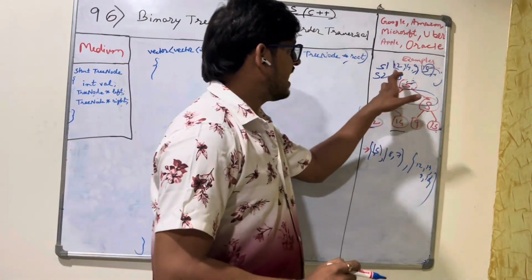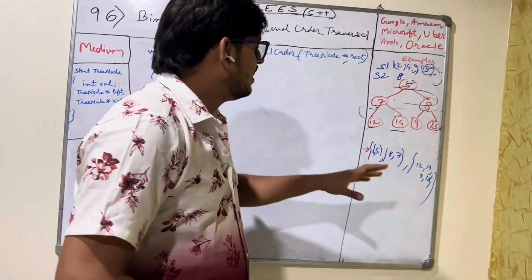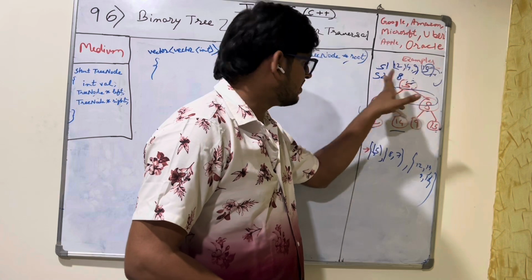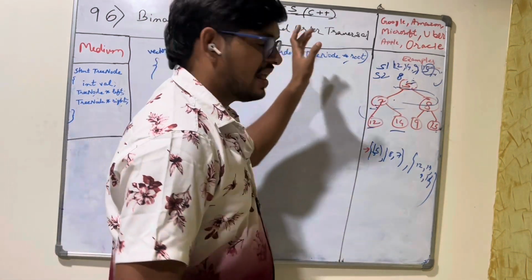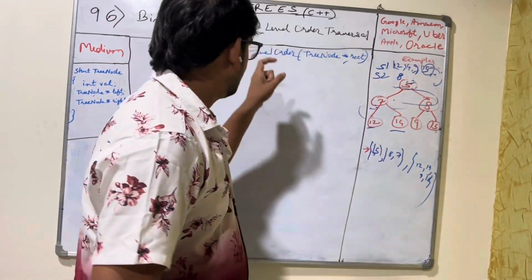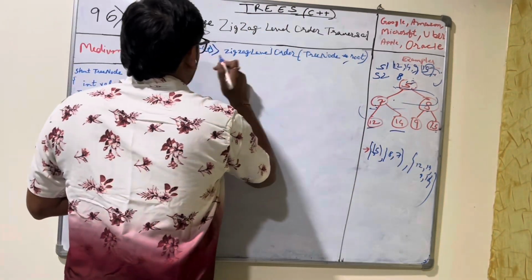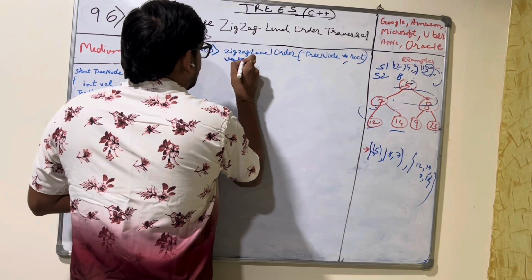So with this stack, just replacing the queue with a stack and changing the order of inserting into S2, we can make this level order traversal code work for zigzag level order traversal. So let's just code it. I'll write the code first, and you'll understand it.